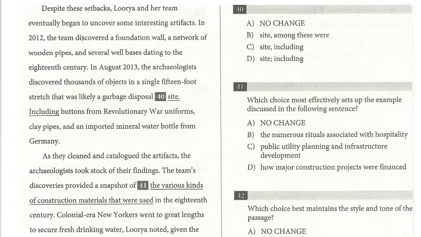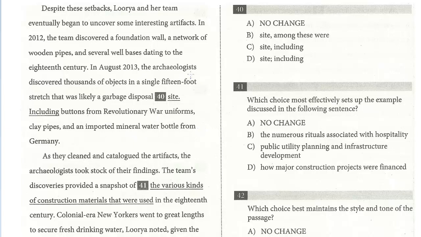Despite these setbacks, Laura and her team eventually began to uncover some interesting artifacts. In 2012, the team discovered a foundation wall, a network of wooden pipes, and several well bases dating to the 18th century. In August 2013, the archaeologists discovered thousands of objects in a single 15-foot stretch that was likely a garbage disposal site, period, including buttons from Revolutionary War uniforms, clay pipes, and an imported mineral water bottle from Germany.